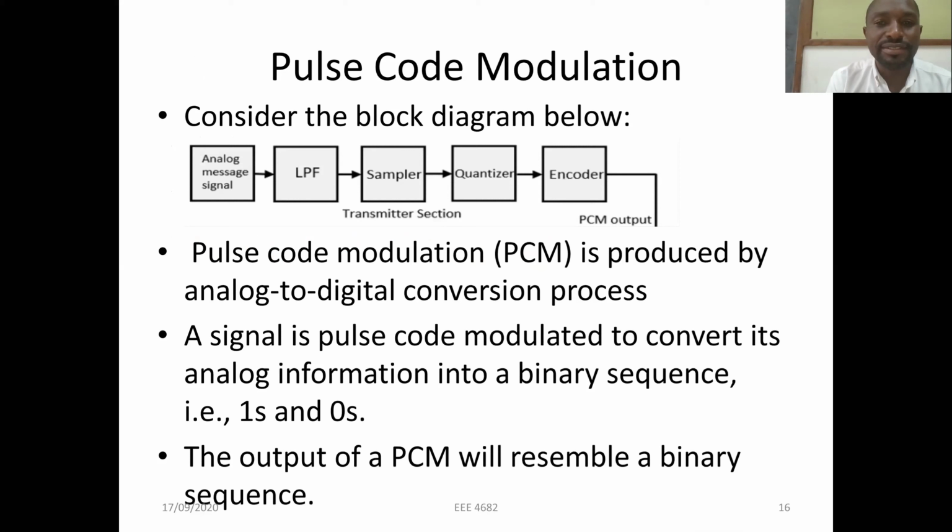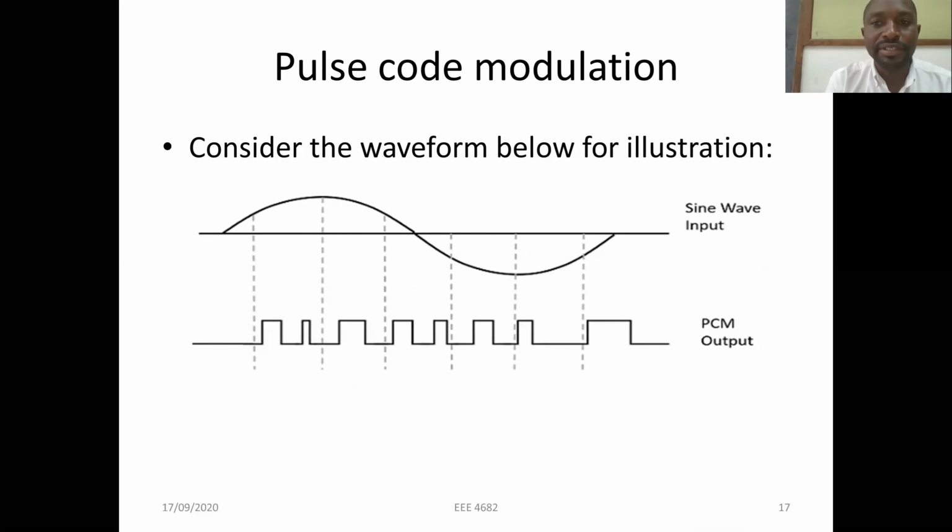In this case, this is usually just an analog-to-digital conversion process where you pass a signal into a low pass filter, then it's sampled and quantized, and then you have a PCM output, which is basically a digital signal. The diagram here shows a sine wave which is to be sampled, usually at twice the highest frequency. Whatever the frequency is, you sample twice that much, and then the signal goes through the process of quantization and encoding until you achieve a PCM output as shown in the waveform below.